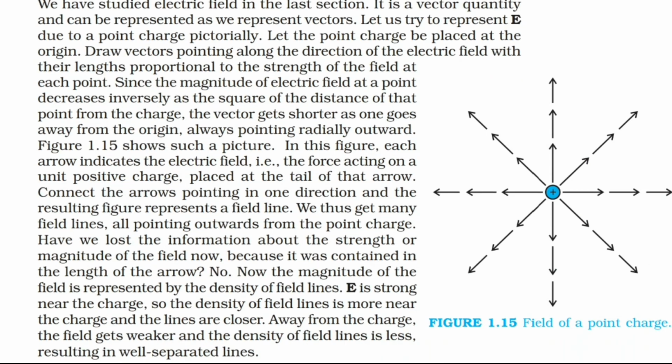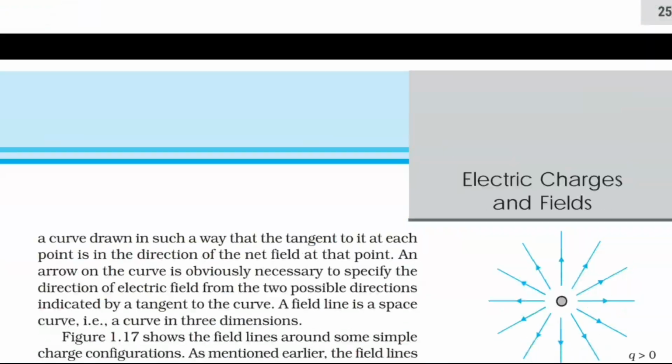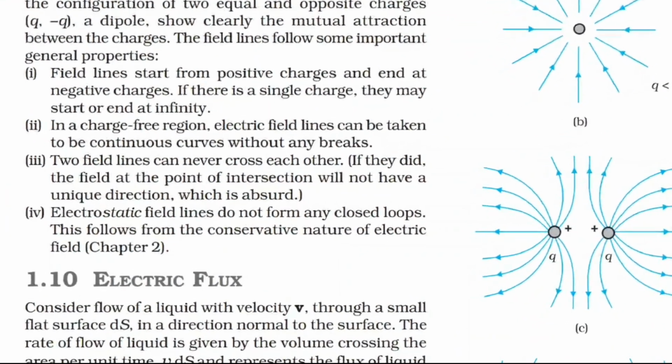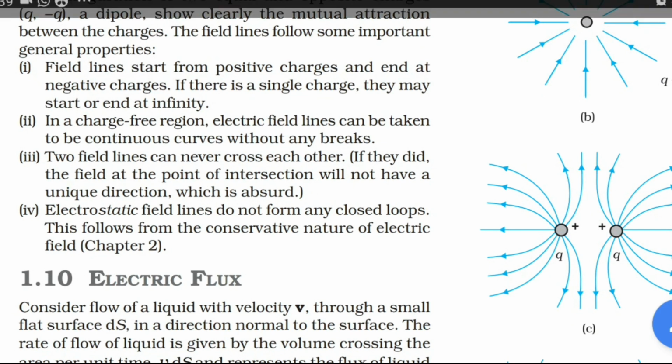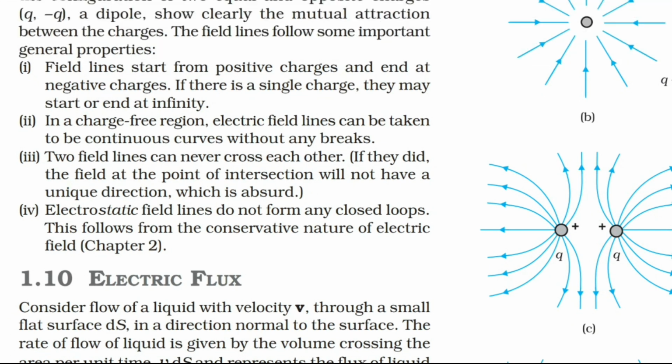Now we discuss more on electric field lines, the properties of electric field lines. As we said, in the case of positive charge and negative charge, field lines start from positive charge and end at negative charge, and if there is a single charge, they may start or end at infinity. That point you can emphasize. Second property: in a charge-free region, electric field lines can be taken to be continuous curves without any break.